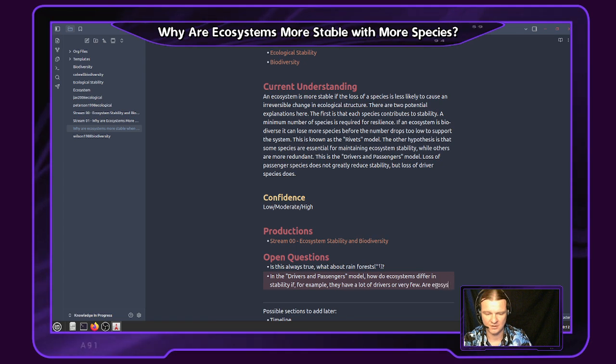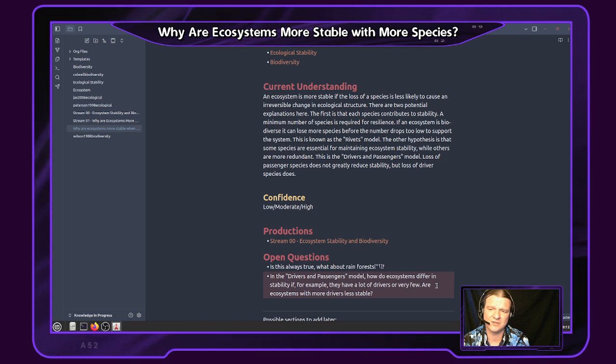Are ecosystems with more drivers less stable? Because I'm thinking about coral reefs too, right? Reefs are also biodiversity hotspots. There's a lot of species that live on coral reefs, but they're also considered to be very sensitive ecosystems. They're very delicate. There's a lot of things that can go wrong there.